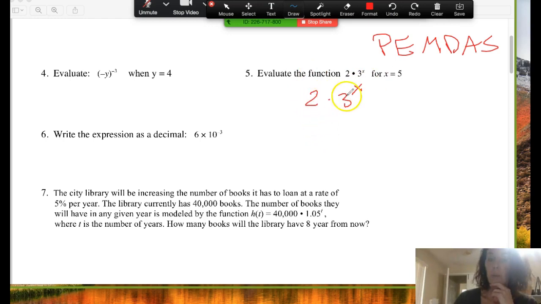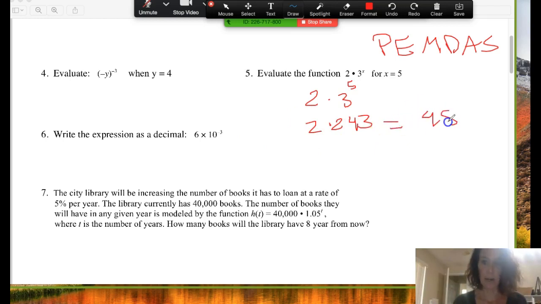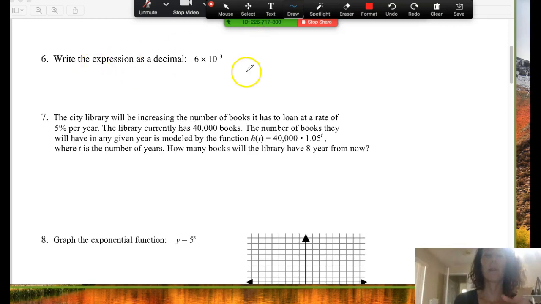So this is going to be 2 times 3 to the, and I wrote x again, and I meant to write a 5 there. 2 times 3 to the 5th. Well, I'm going to do 3 to the 5th first. So 3 to the 5th power is 243. Then I'm going to multiply that by 2. And I just did it on a calculator, and I'm going to get 486. There you have it.